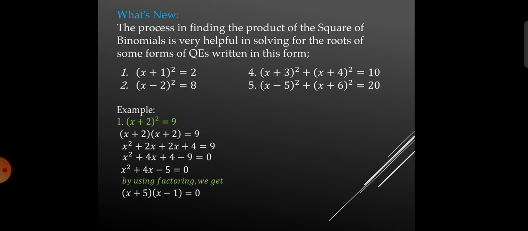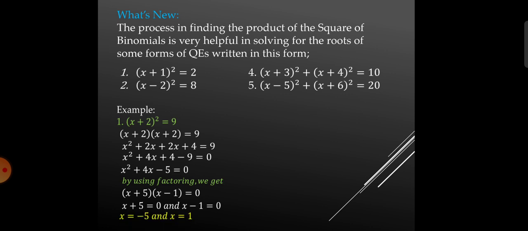Why? 5 times negative 1 is negative 5. Pero 5 minus 1 is positive 4. Again, dili pwede mahimong negative ang 5, ug positive 1. So to proceed, according to zero product property, x plus 5 is equal to 0 and x minus 1 is equal to 0.